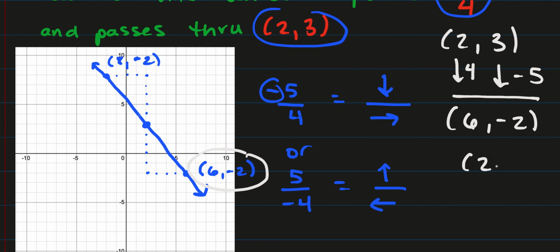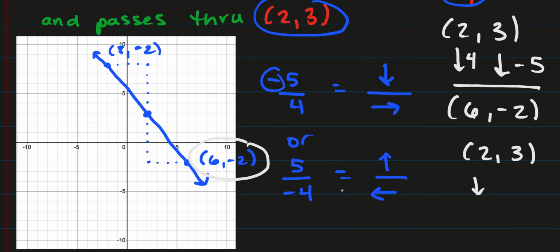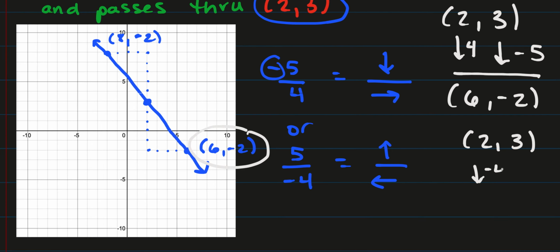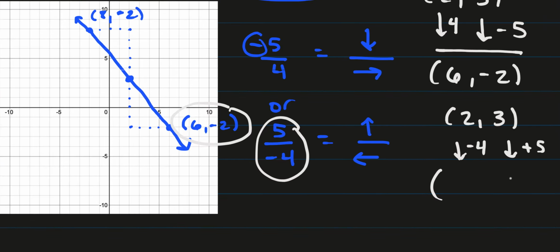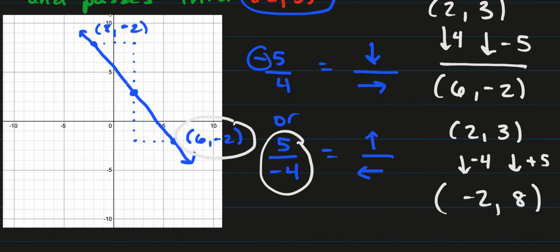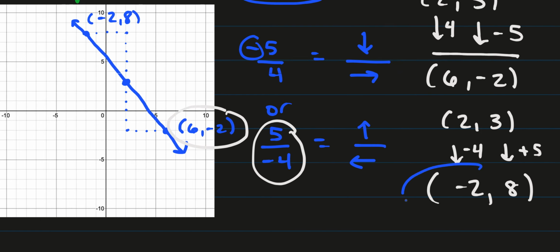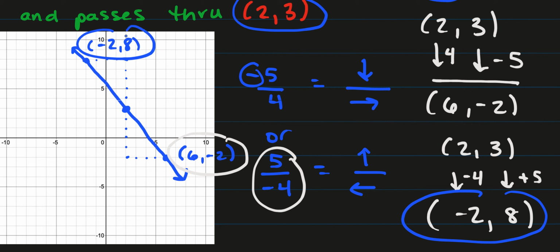I could also take the point 2, 3, and I could subtract 4 from the x, because I wrote the slope with the negative in the bottom. And then I can add 5 to the y, and I'll get 8 for the y and negative 2 for the x. Oh, I wrote these backwards. I'm sorry about that. Let me put them in the right order. Negative 2, 8. So I did get the right thing. I just wrote it incorrectly earlier. Sorry about that. So yes, we get the same answer.